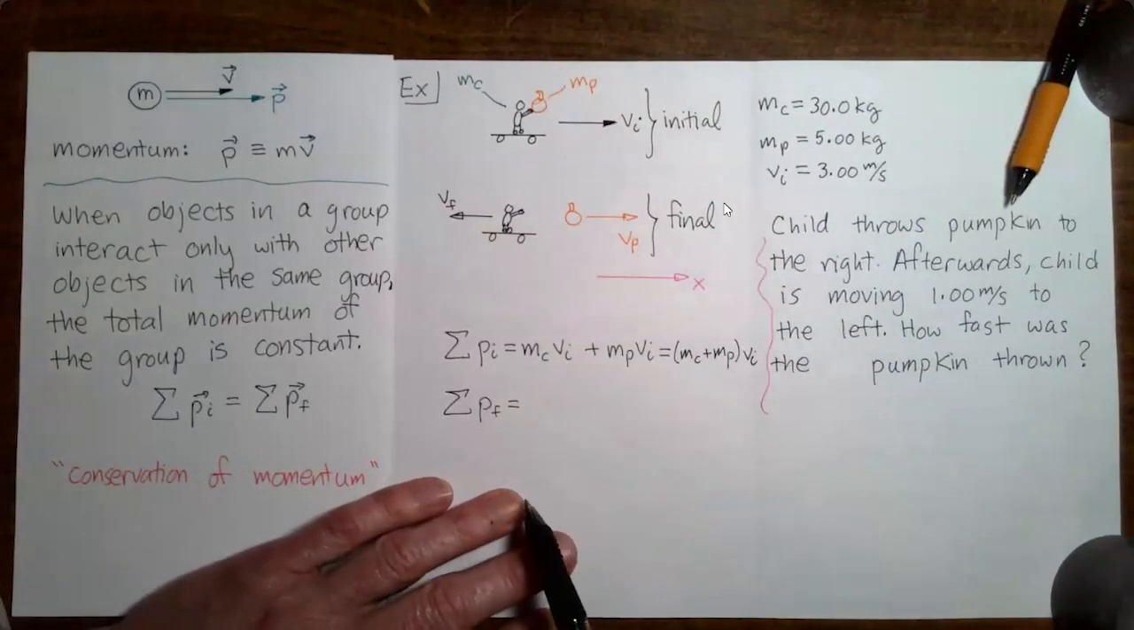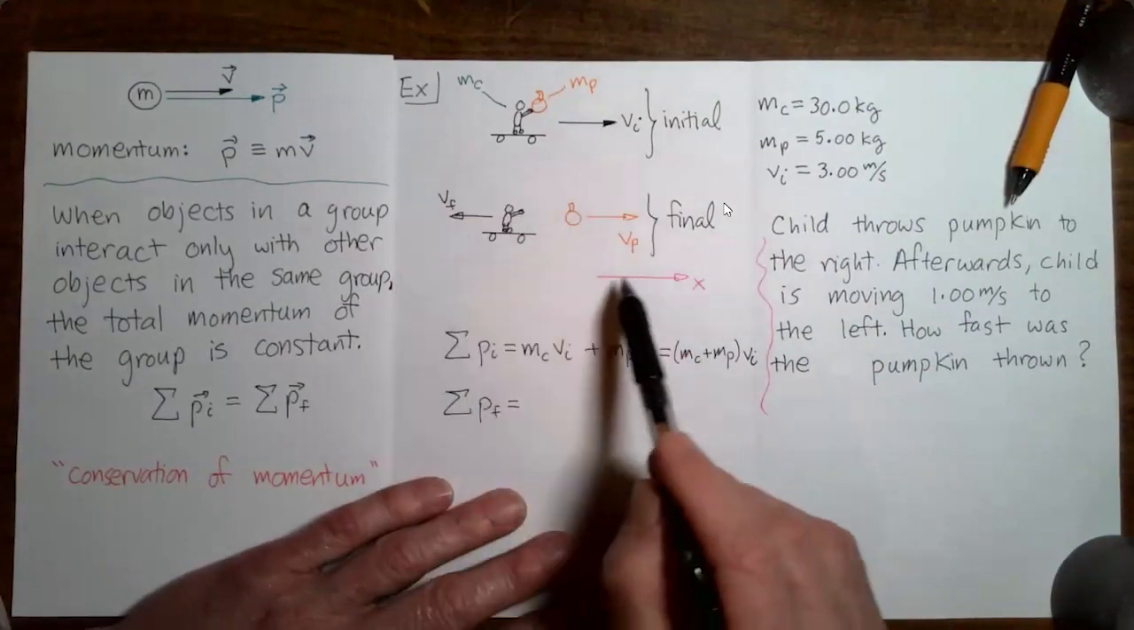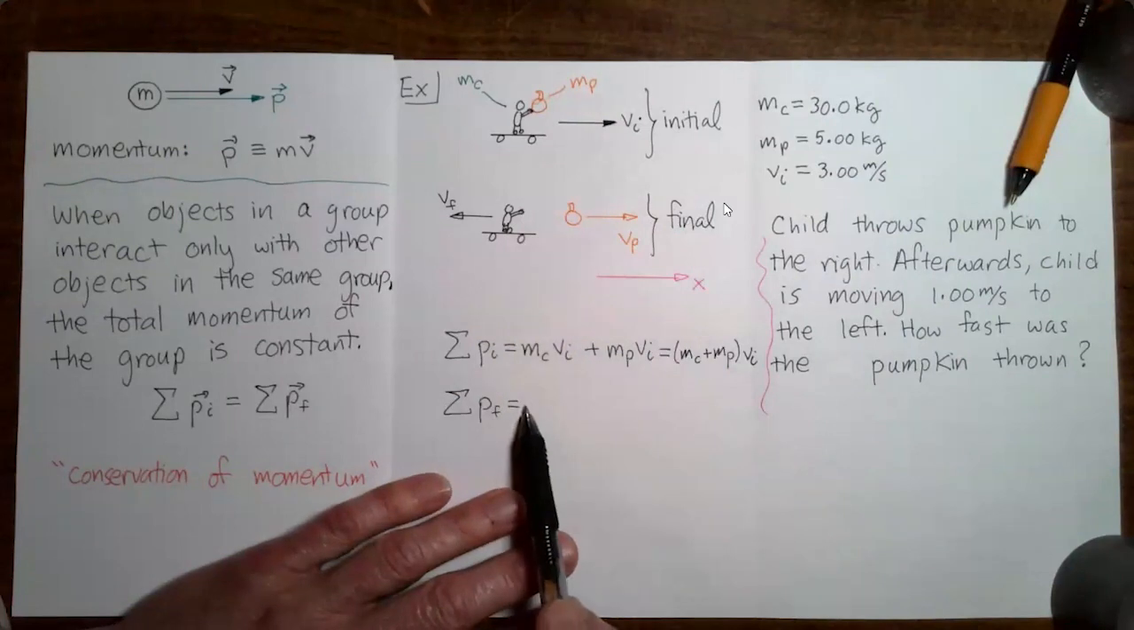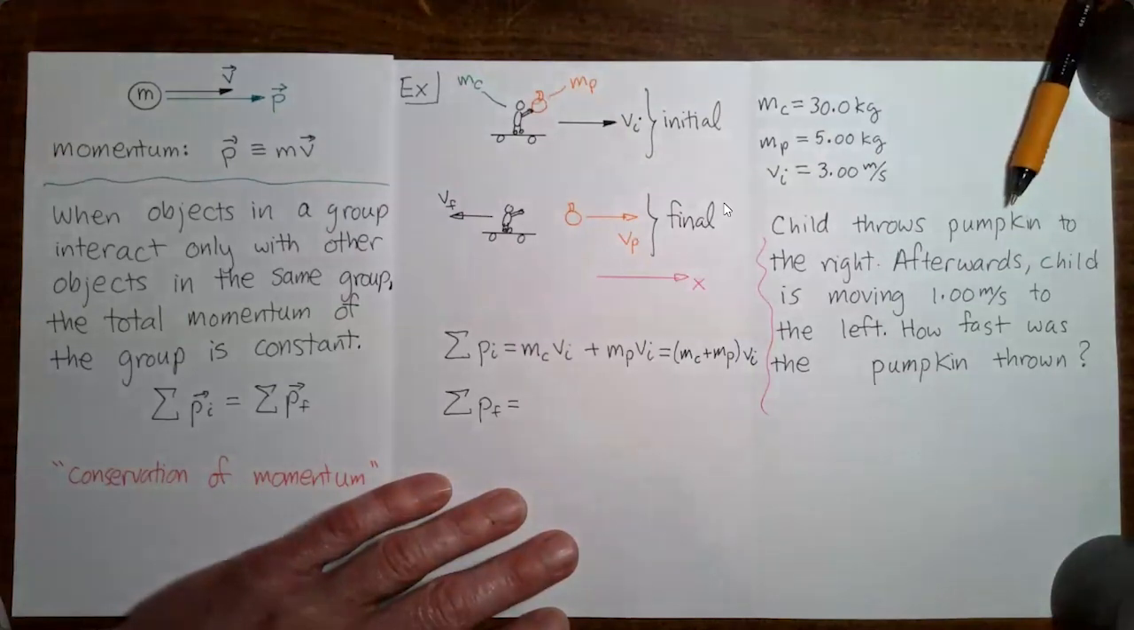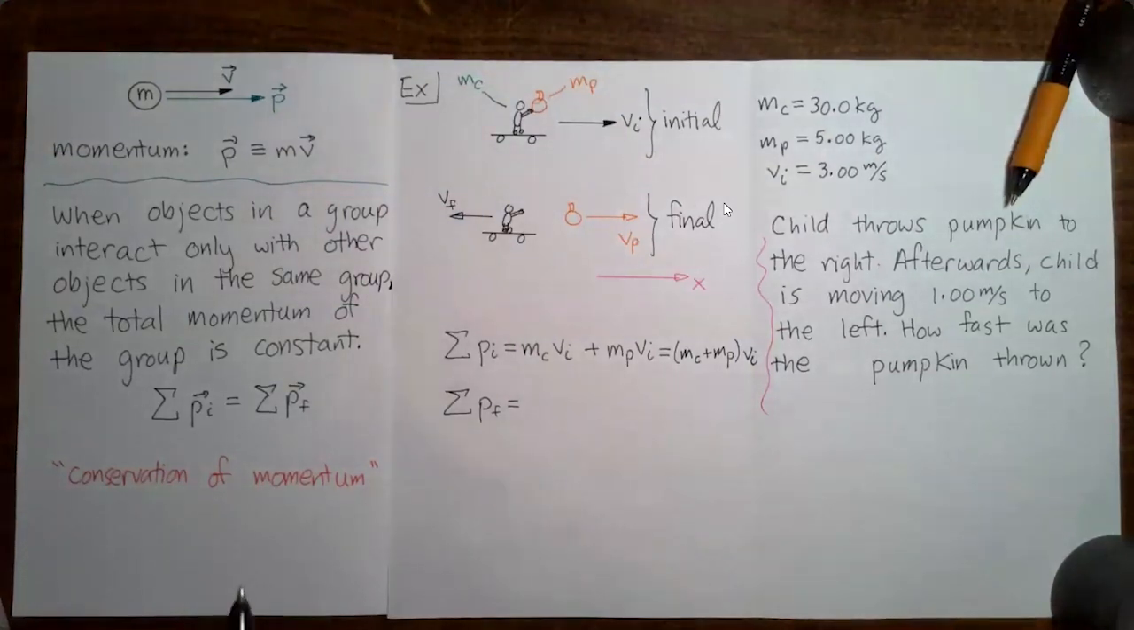Why don't you try this next part on your own? Look at this final diagram and see if you can write down an expression for the total momentum in the final situation. Give that a shot on your own, then rejoin the video and see what I do.